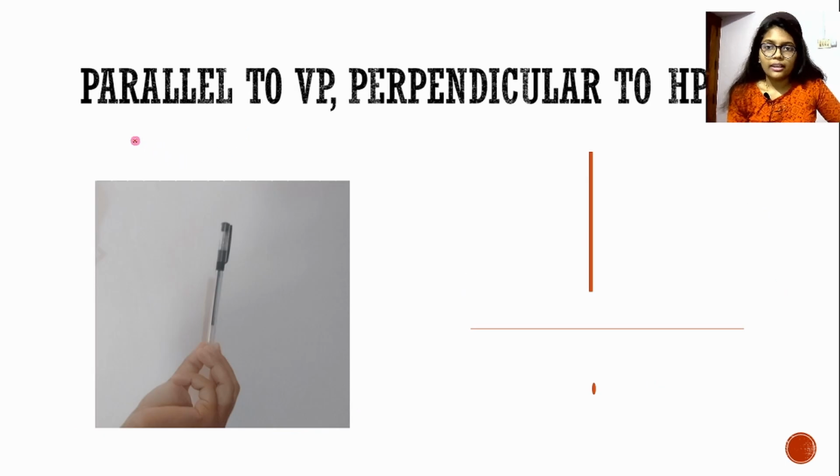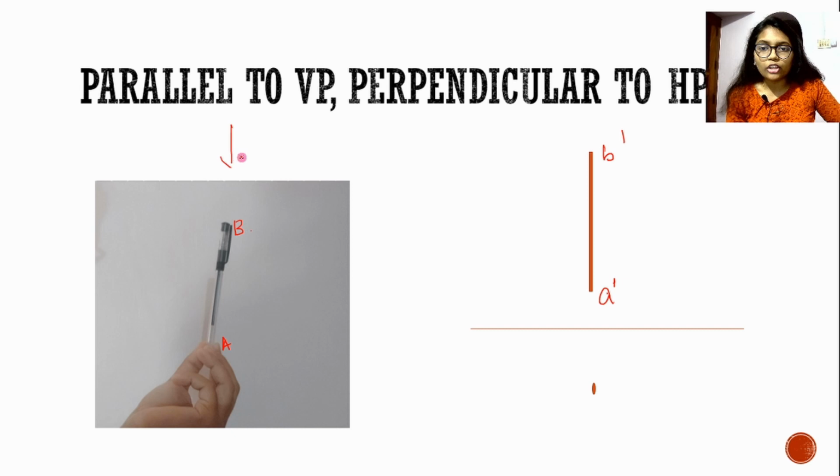Next is parallel to VP and perpendicular to HP. Here again let us mark, here is your B point and this is your A point. So while drawing the projection, you can have A dash here and B dash here, because what you see now on the screen is your front view. So this comes your A dash and this is your B dash.